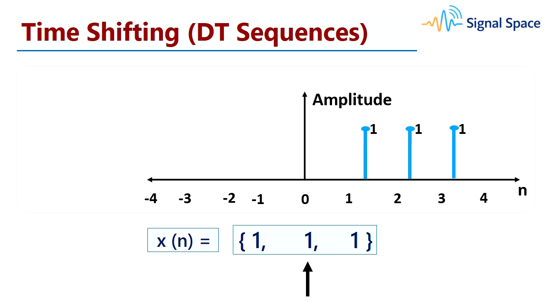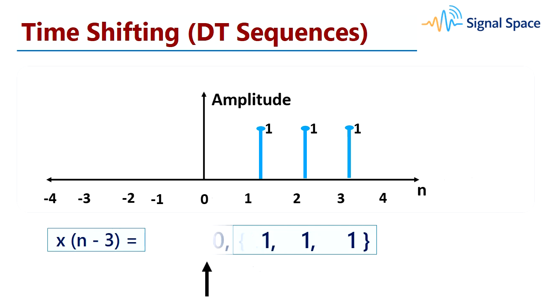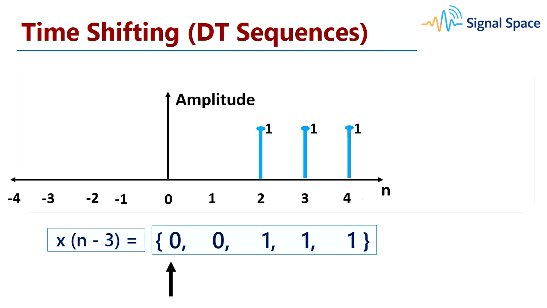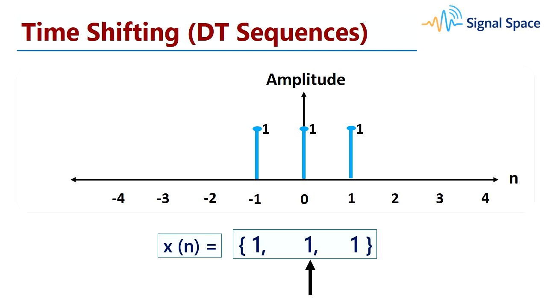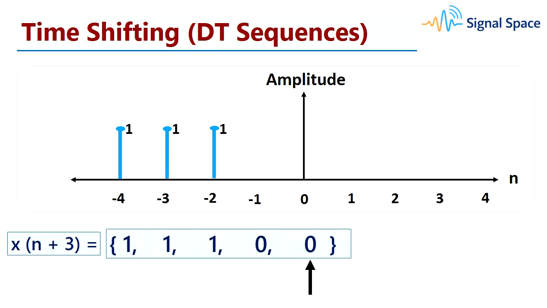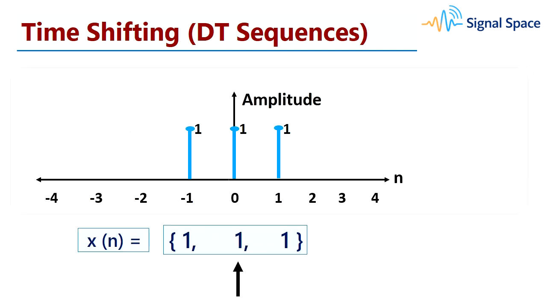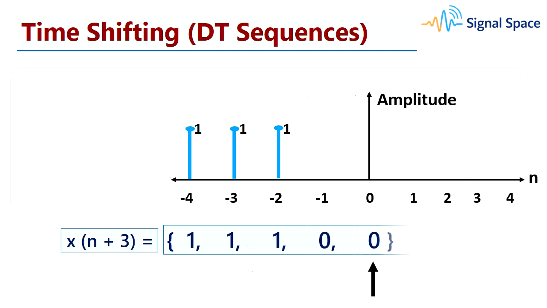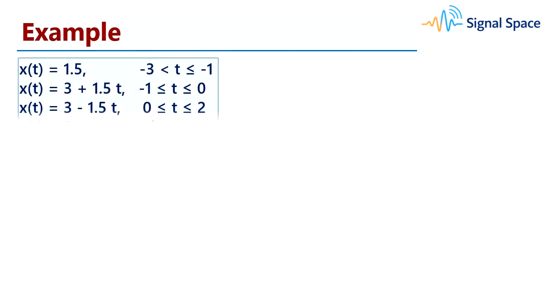To perform a delay, you can either shift the sequence right or translate the origin marker to the left. It's a faster way to re-index the sequence. Similarly, for an advance, you can either move the whole sequence left or shift the time origin marker to the right. Let's make this concept clear with a few more examples.